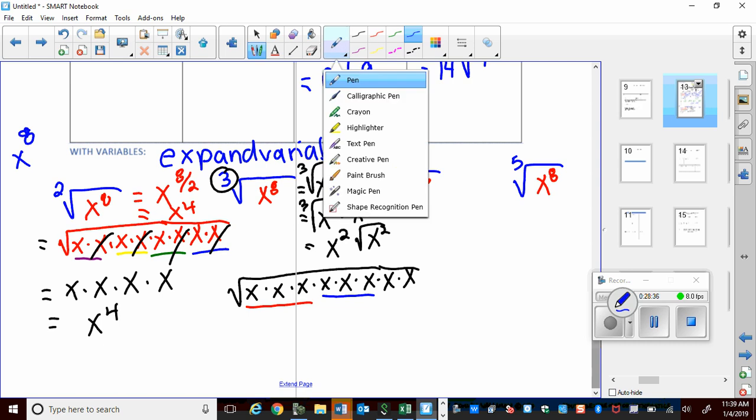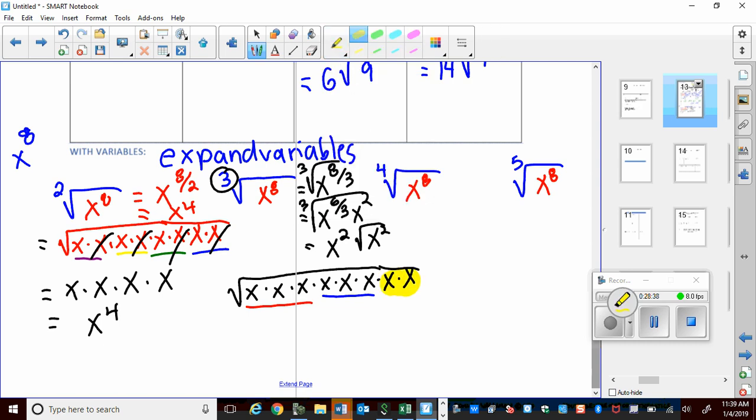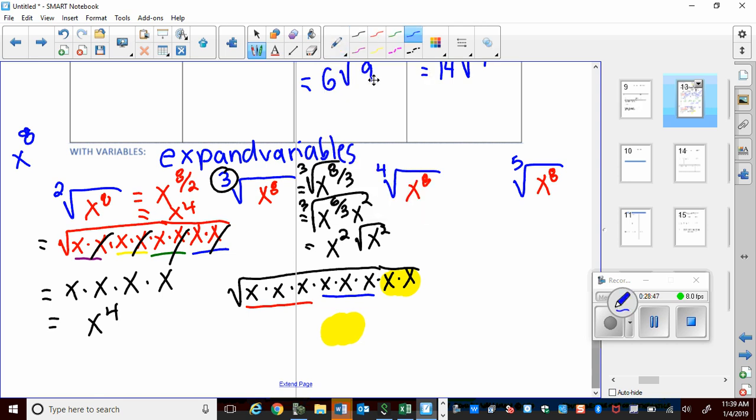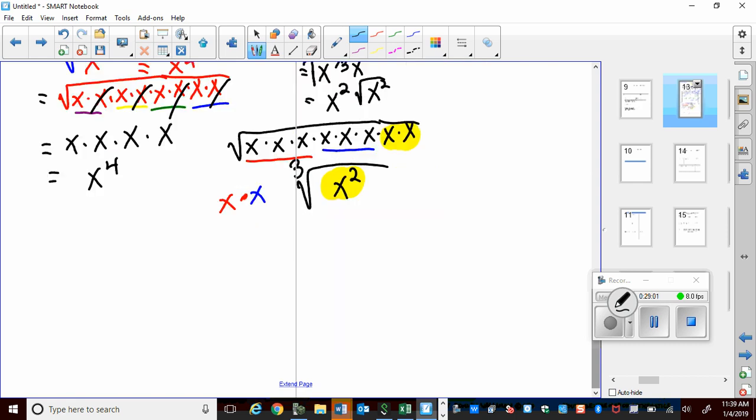But what stays inside of the radical? These 2 x's. So I'm going to rewrite that. Those 2 x's stay inside of the radical, and I have x right here. x times x comes out of the radical, but inside of the radical, and it's a cube root radical, I have x squared. Simplifying this answer, I have x squared, cube root of x squared.